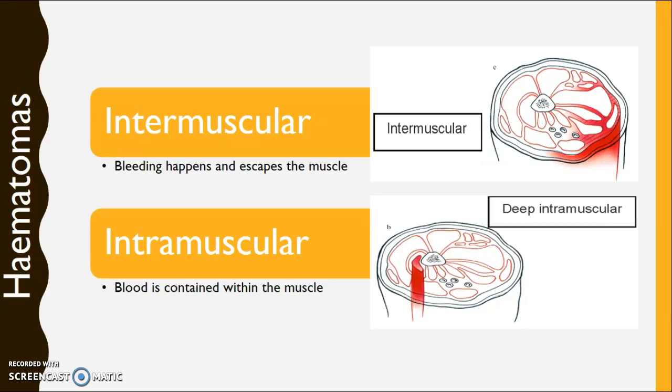So the second one is an intramuscular hematoma, and this is where bleeding is contained within the muscle fibers and does not pour into the surrounding muscle tissues.